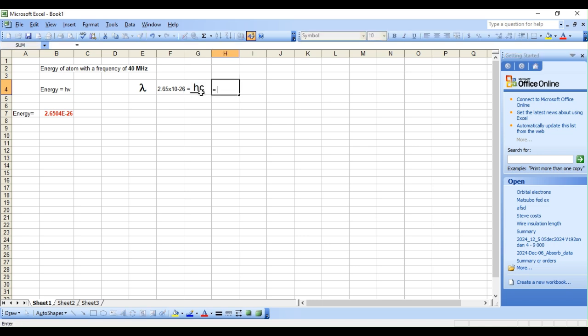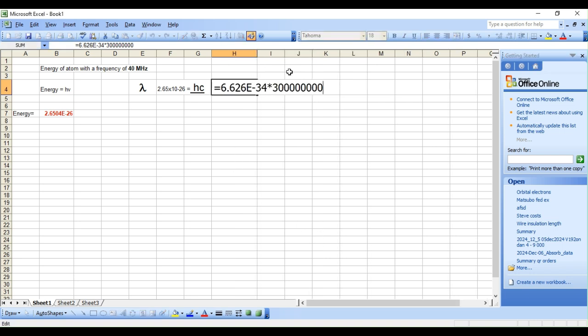So what is hc? Well, it's just Planck's constant, 6.626. I'll make it bigger. So hc is what? 6.626 e to the minus 34 times the speed of light, which is 3 e to the 08. And I got to put it in scientific format. Cells, scientific. There we go. So that's hc.